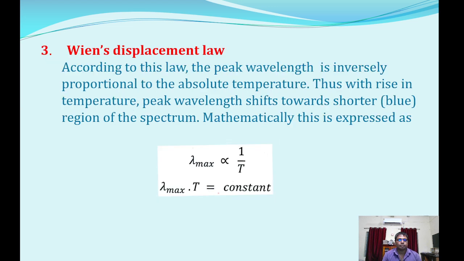Number 3, the Wien's displacement law. According to this law, lambda max is inversely proportional to the absolute temperature. Thus, with increase in temperature, lambda max shifts towards the shorter wavelength region of the spectrum. Mathematically, this is expressed as lambda max proportional to 1 by T, that is lambda max into T equal to constant.